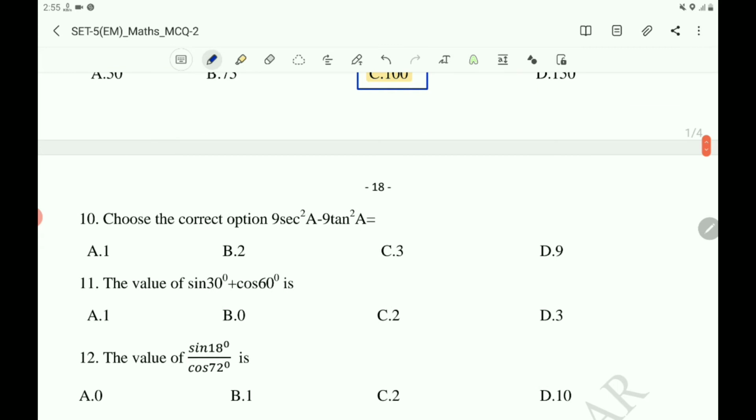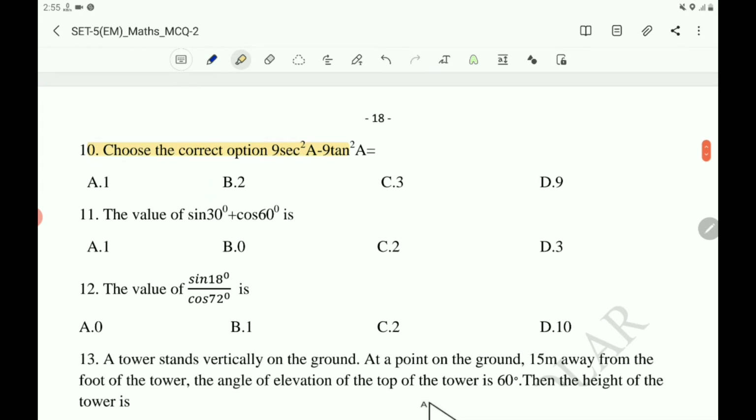Then you take the 10th question. Choose the correct option. 9 secant square a minus 9 tan square a. You know the answer, it is 9. How will you get 9? You know that secant square a minus tan square a is 1. It becomes 9 into secant square a minus tan square a, if 9 is taken out as a common factor. And you know that secant square a is equal to 1 plus tan square a.